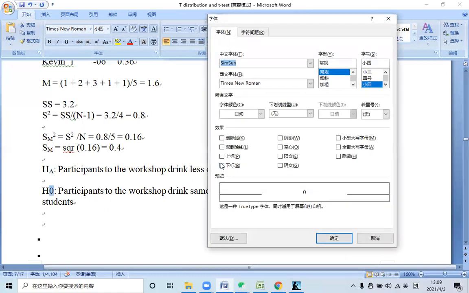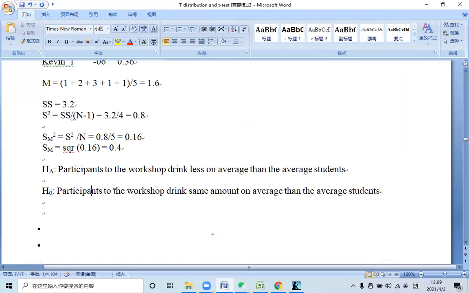The null hypothesis basically says the workshops have no effect. The workshops have a zero impact on drinking behavior. Participants in the workshop drink the same amount on average as the average college student. That is what we are concerned about in the null hypothesis.